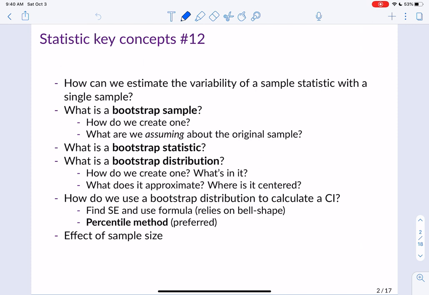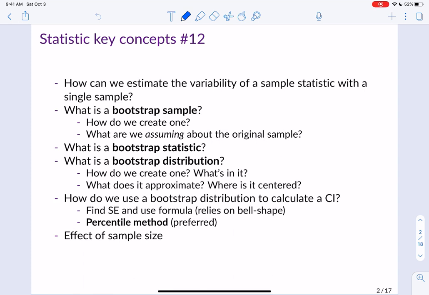These are the key concepts and some questions that you might want to think about while you're going through this lecture. The overarching question is how can we estimate the variability of a sample statistic with just a single sample? And that is going to be the motivation for the bootstrap. So you're going to want to ask yourself, what is a bootstrap sample? How did we create one? What did we assume about that original sample in order to create one? What is a bootstrap statistic? What is a bootstrap distribution? What's in it? How can we use it? Where is it centered? And finally, how can we use the bootstrap distribution to calculate a confidence interval?